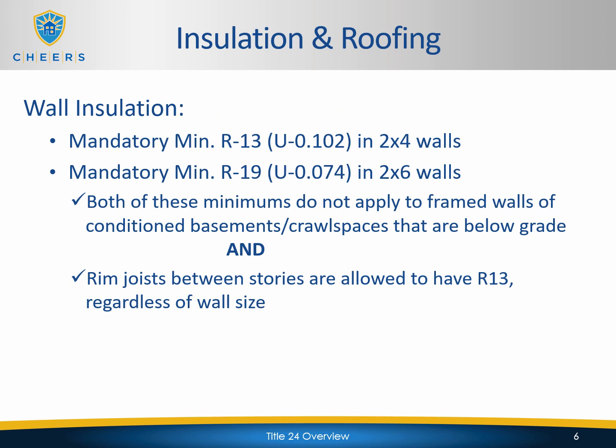Now the mandatory minimums. We talked about prescriptive; the mandatory minimums for walls is an R13 at 2x4 and an R19 at 2x6. Both of these minimums don't apply to frame walls of conditioned basements and crawl spaces that are below grade, and rim joists between stories are allowed to have R13 regardless of the wall size.